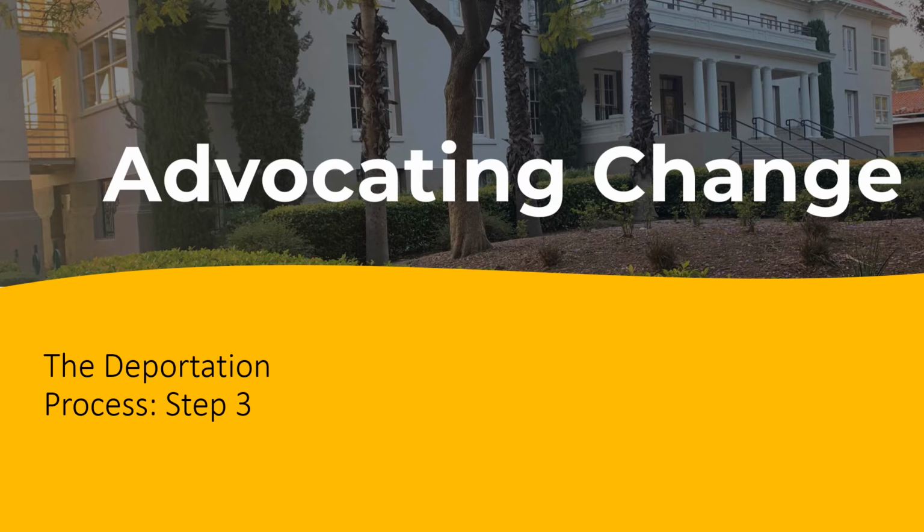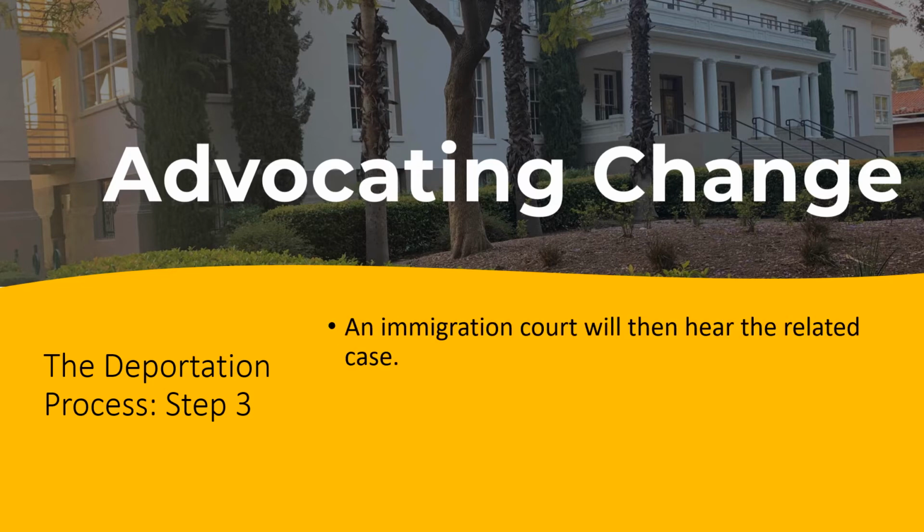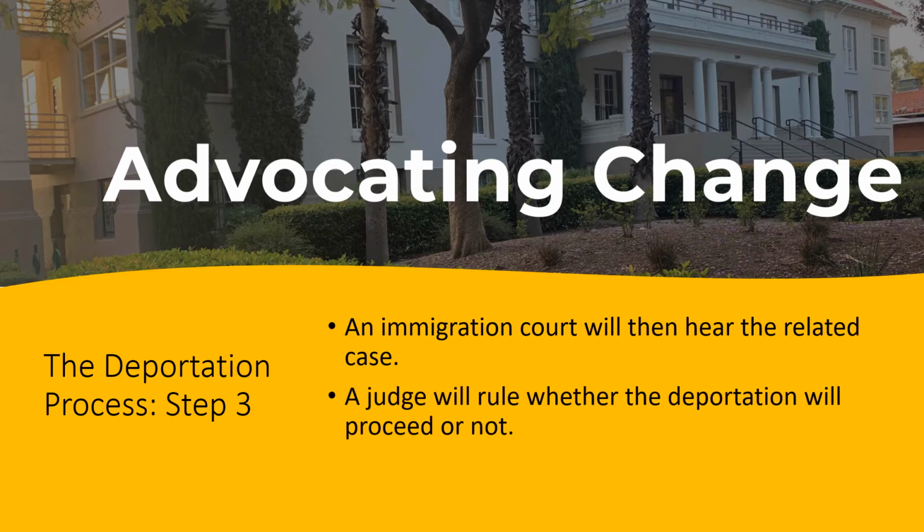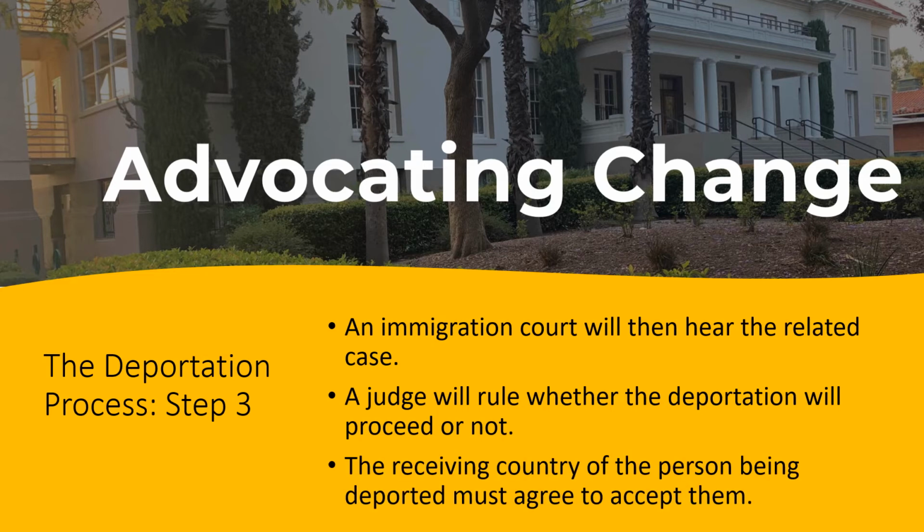The deportation process. Step 3. Once being held in a detention center prior to trial or deportation, an immigration court will then hear the related case. During this stage, a judge will rule whether the deportation will proceed or not. If the deportation is scheduled to proceed, the receiving country of the person being deported must agree to accept them and issue travel documents before the United States Immigration and Customs Enforcement carries out a removal order.